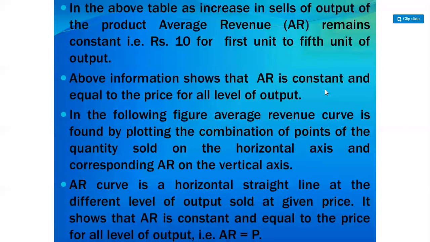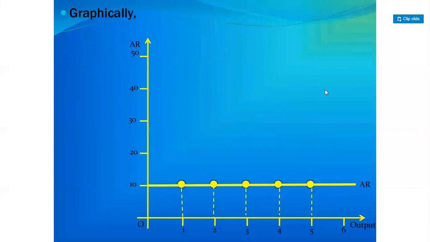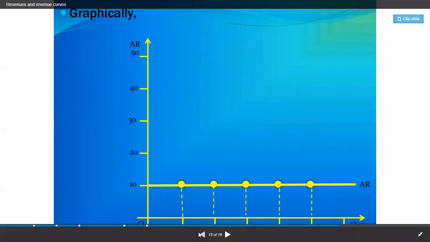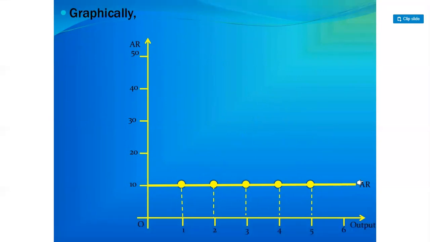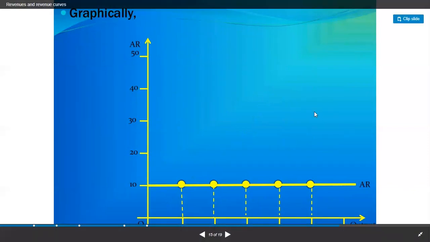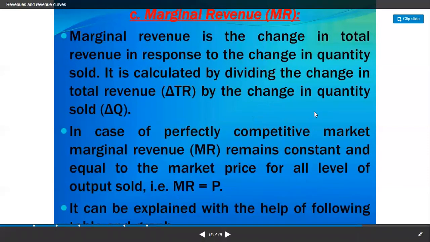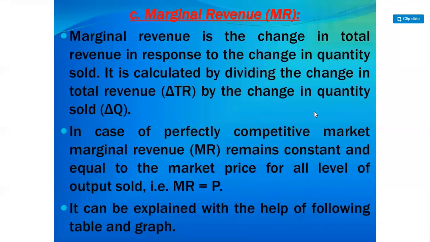This table we can show like this: 0, 10, 20, 30, 40, 50, and here the price is given. So every time AR equals 10, so this is a straight line parallel to the x-axis. It will show that the price, the average revenue, always remains the same, whatever the output is.